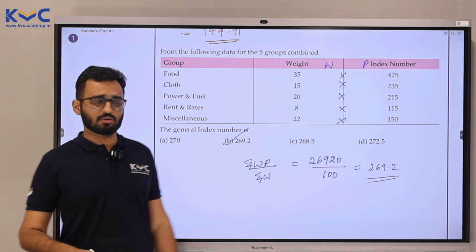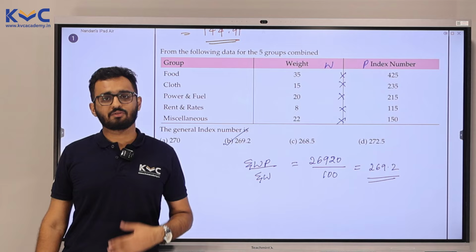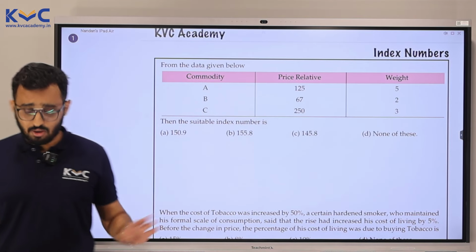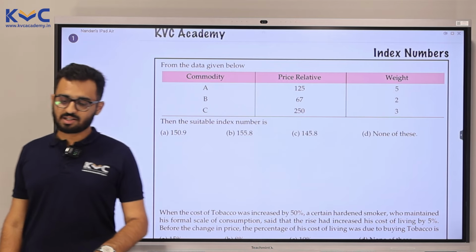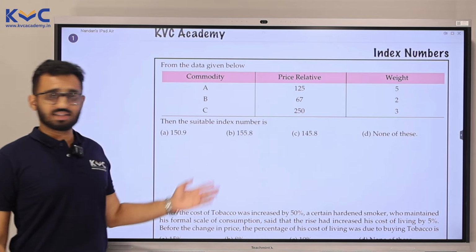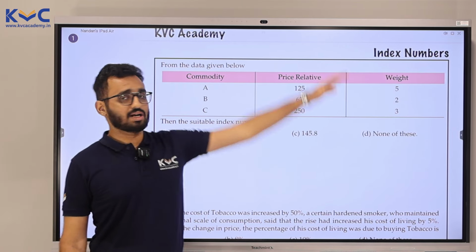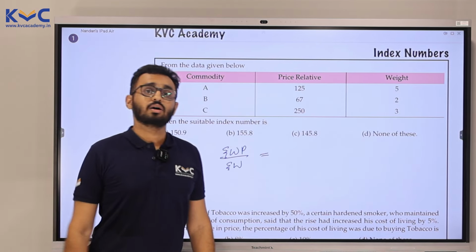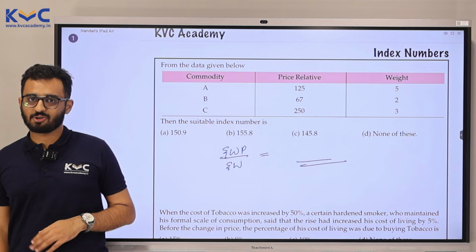Did you understand? Pretty straightforward question. Don't get carried away with the usage of the word general index. They are not specifying which index to use. They are just expecting you to calculate. Now, there can be another question which comes like this. Look at this. Commodity ABC, price relative 125, 67 and 250. Weights are given. The suitable index number. They are not naming which is the index number, but look at the values given, guys. Price relative and weight. Isn't this summation WP by summation W again? Correct? So I'll not be helping you out with this. I want you to calculate. Options are available. You decide what is the right answer.